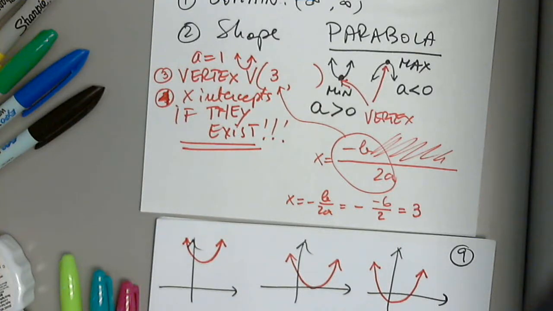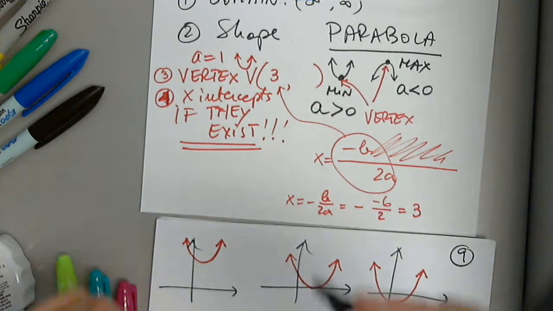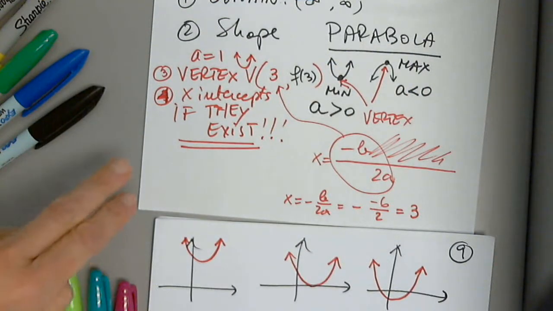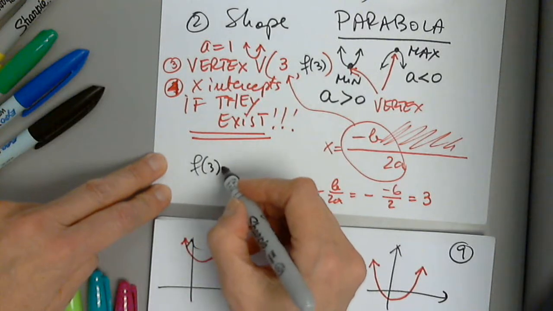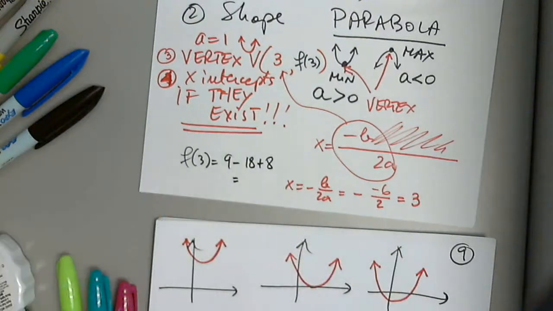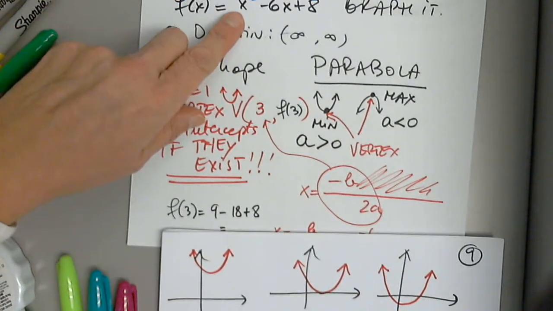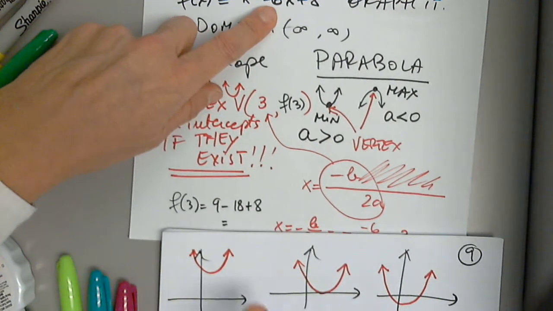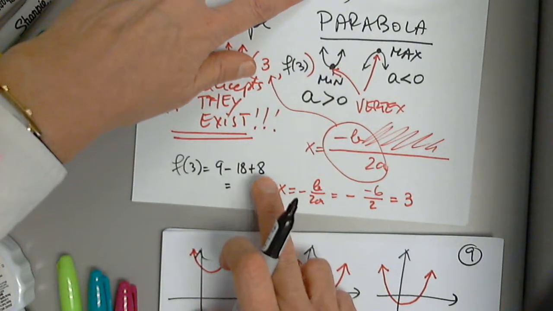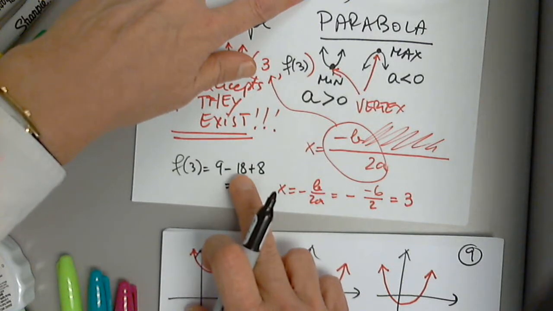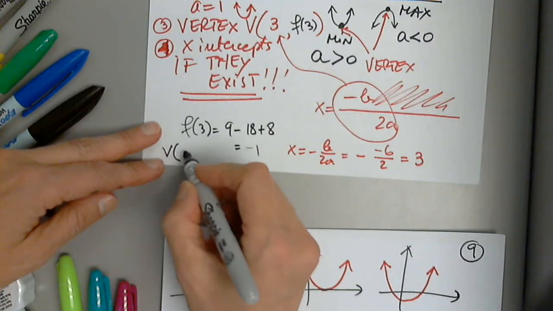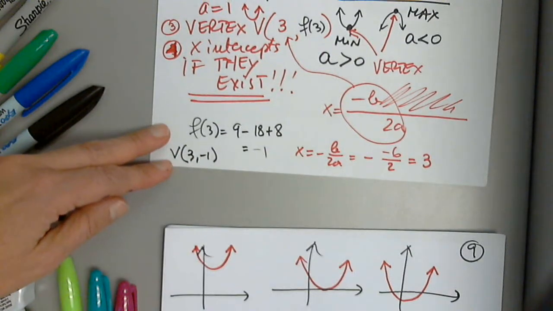Exactly, of course. So this will be f of 3. So let's find f of 3. F of 3 is 9 minus 18 plus 8. How much is f of 3? So 3 squared is 9. Negative 6 times 3 is negative 18. And plus 8. 9 plus 8, 17 minus 18, negative 1. So the vertex has coordinates 3, negative 1.